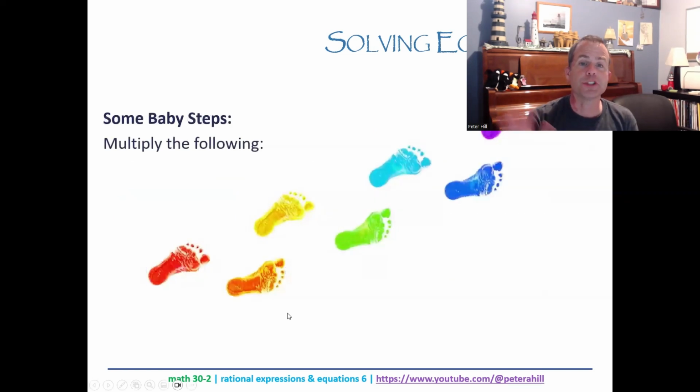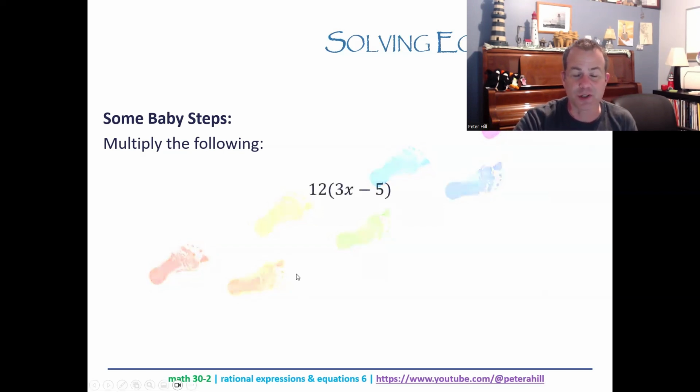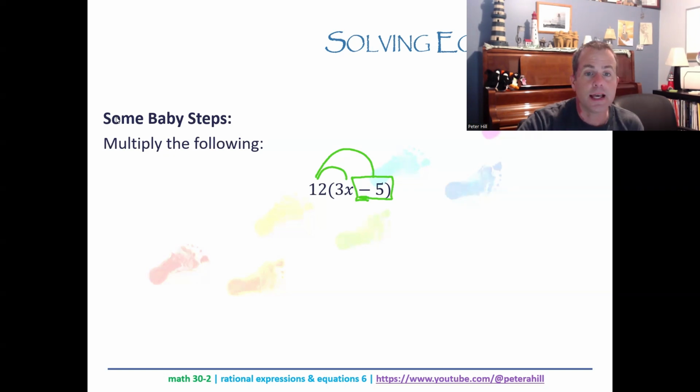Okay, so we're just going to take a few baby steps here for a second and practice some of the steps we need in order to solve. If I gave you 12 times 3x minus 5, you would tell me that that's 12 times 3x and 12 times negative 5. Remember that if there's a subtraction sign in front, you treat that as a negative. So that's going to give me 36x minus 60. Okay, cool.